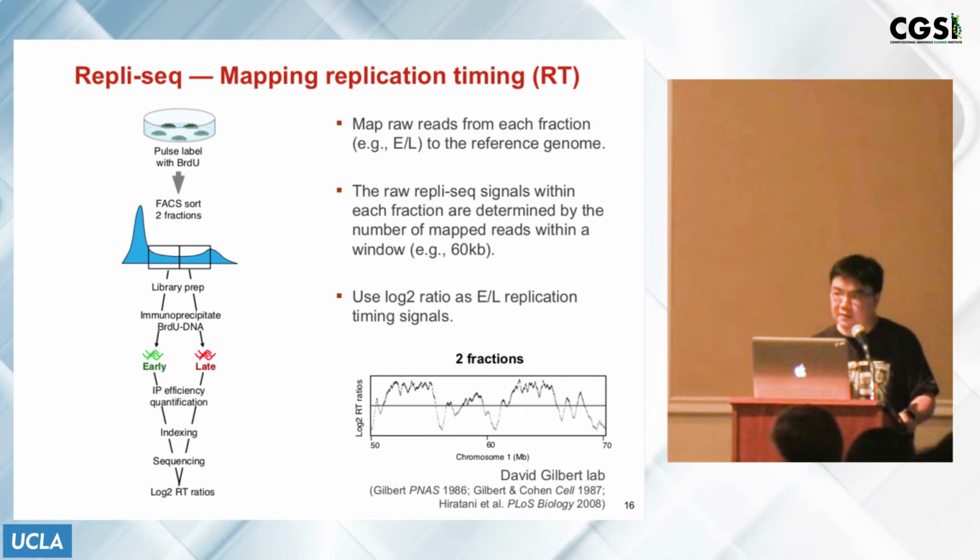The first step of processing these reads is to map them to the genome. For each fraction, you have reads from the early fraction and reads from the late fraction after you map to the reference genome. Certainly there's a window size, and typically it's 50K or 60K; here we used that. And then we take the log2 ratio as the replication timing signal. So how to interpret these plots? You will see quite a few of these later on in the slides. If it's greater than 0, then it's considered early.